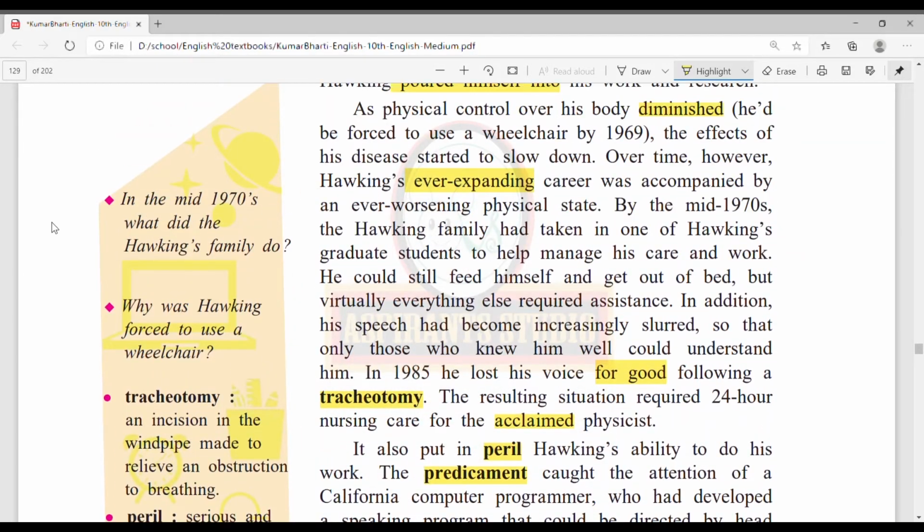Now, in the mid 1970s, what did the Hawking family do? In the mid 1970s, the Hawking family had taken in one of Hawking's graduate students to help manage his care and work. Why was Hawking forced to use a wheelchair? Hawking was forced to use a wheelchair because physical control over his body diminished.